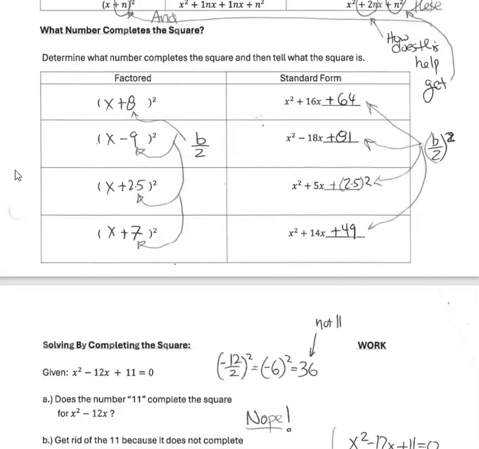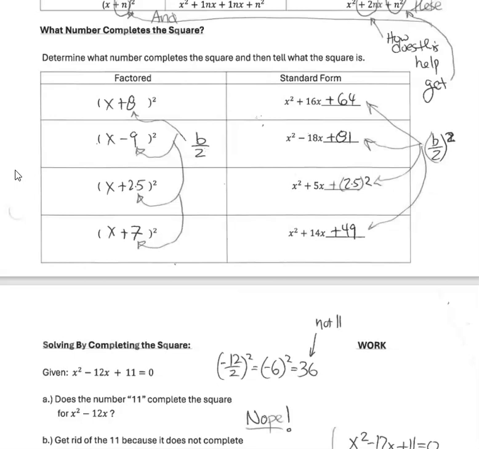On the next one, the perfect number that would make this work is half of b squaring it. Half of b is negative 9, squared is 81. So 81 is that magic number. What do you mean it's the magic number? Well, if you did an ACB chart or your box method with this trinomial, it would factor into x minus 9, or x minus 9 squared.